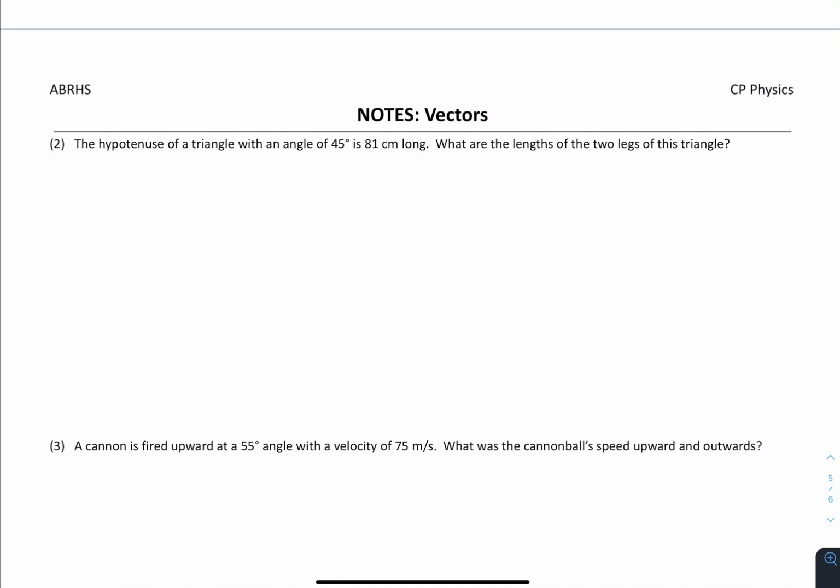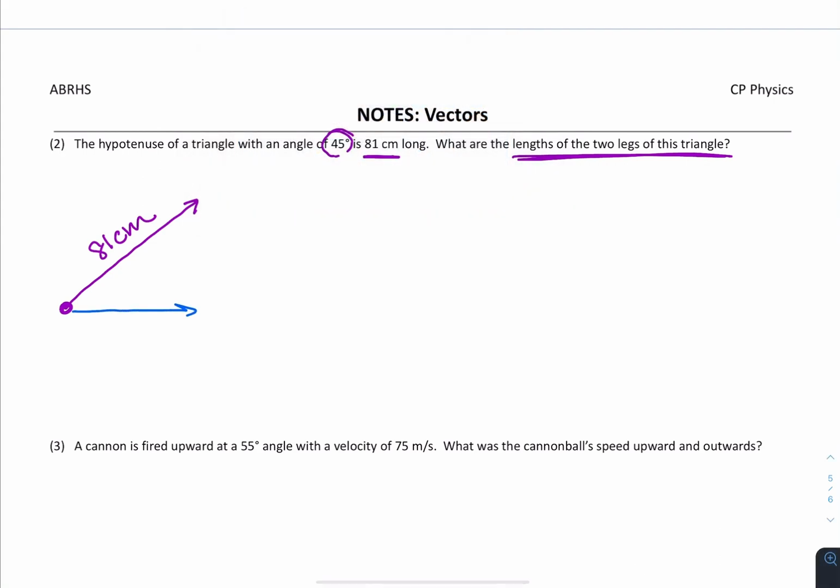So the hypotenuse of a triangle with an angle of 45 degrees is 81 centimeters long. What are the lengths of the two legs? All right, so in this case, here's what we know. We know that we have a hypotenuse that is 81 centimeters long. And what we're looking for this time are this piece, which is going to be dx, and this piece, which is going to be dy. The problem tells me that this angle theta is 45 degrees.